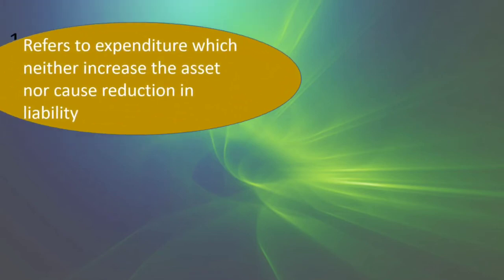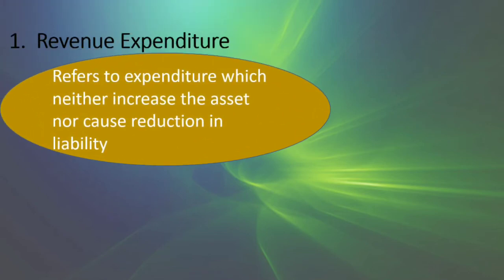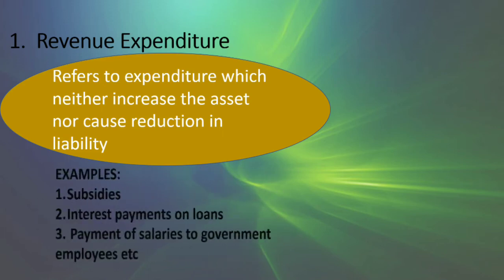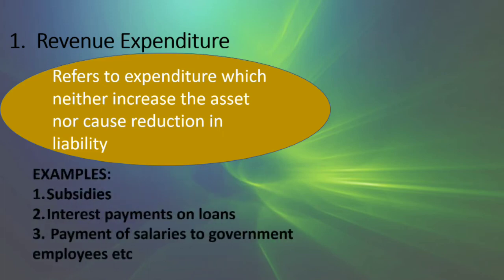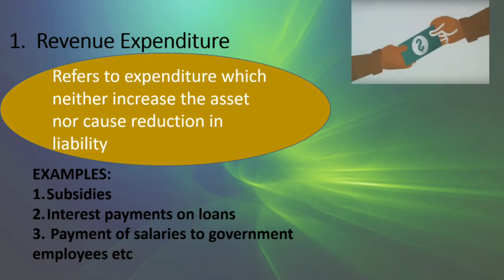But revenue expenditure says all those expenditure of the government which neither increase the asset nor reduce the liability. Because ऐसे expenditures government के which neither, ना ही वो asset increase करते हैं, ना ही वो liability reduce करते हैं, but they do the expenditure for the government. Let's understand with the examples. Few examples are subsidies, interest payment on loans, payment of salaries by the government to government employees, and so on.